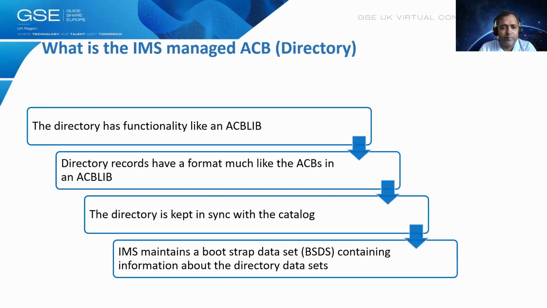So what is actually a directory data set? Directory records have a format much like an ACB library. We know that directories are stored in a PDSE data set as opposed to the ACB library, which is in a PDS. If we open an ACB library member and a directory member, the same member, and view those members, we'll see that all the information is the same. Whatever you can see in the ACB library is present in the equivalent directory member, right? A directory is always kept in sync with your catalog database.